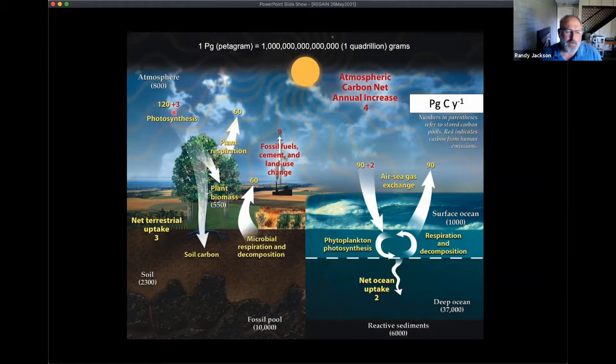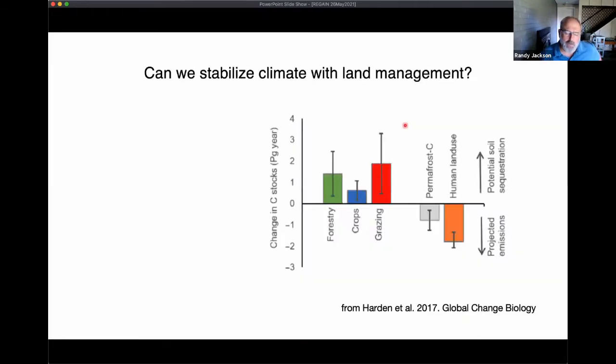And then as a result of the way we've manipulated our environment, we've stimulated photosynthesis about 3 petagrams in the terrestrial environment and about 2 petagrams in the ocean environment. So the difference, of course, is 9 minus 5, and that's 4, and that's the atmospheric increase of carbon every year that's driving climate change. That's the nut we're trying to crack when it comes to stabilizing climate. When we talk about regenerative ag, a big part of that conversation is how we can use our ag systems, our ag soils, to help stabilize. Certainly it won't be the whole answer. It can't be the whole answer. The math doesn't add up, but can we use it to help stabilize the atmosphere and the climate?